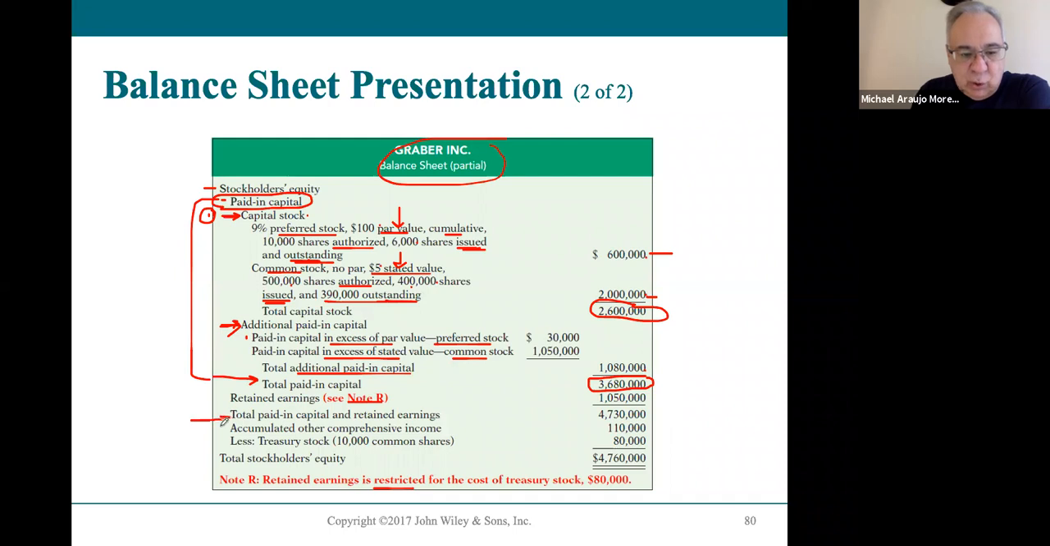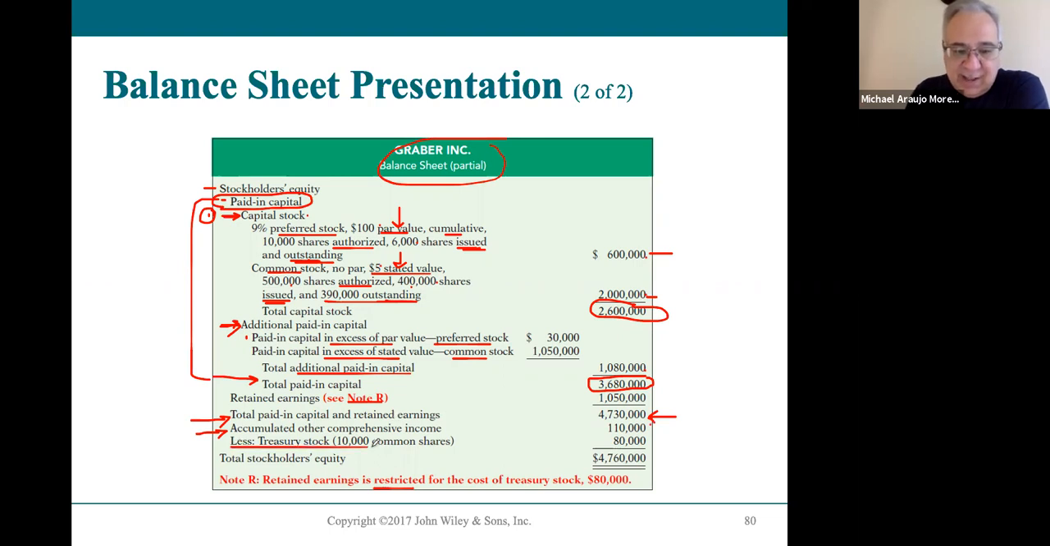And here is the total paid in capital and retained earnings, $4,730,000. However, a couple of things to note. They have some other comprehensive income. So again, adjustments to pension plan assets, any gains or losses from currencies or other investments that they might have had is going to go down here because it belongs to the owners, 110,000. That would usually be given to you.